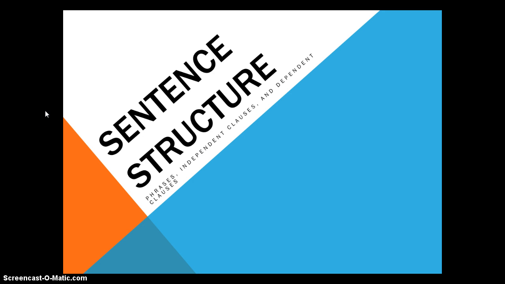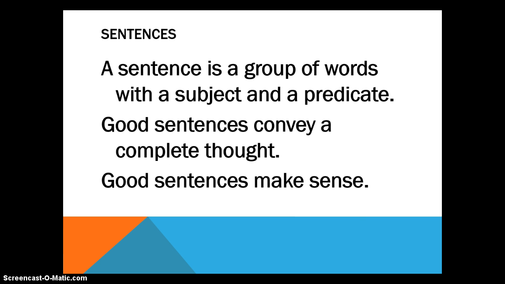Sentence structure. Phrases, independent clauses, and dependent clauses. Sentences. A sentence is a group of words with a subject and a predicate. Good sentences convey a complete thought. Good sentences make sense.